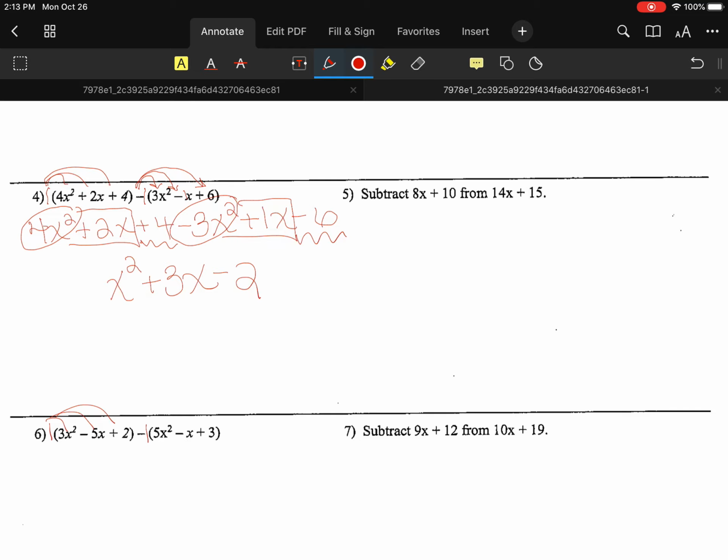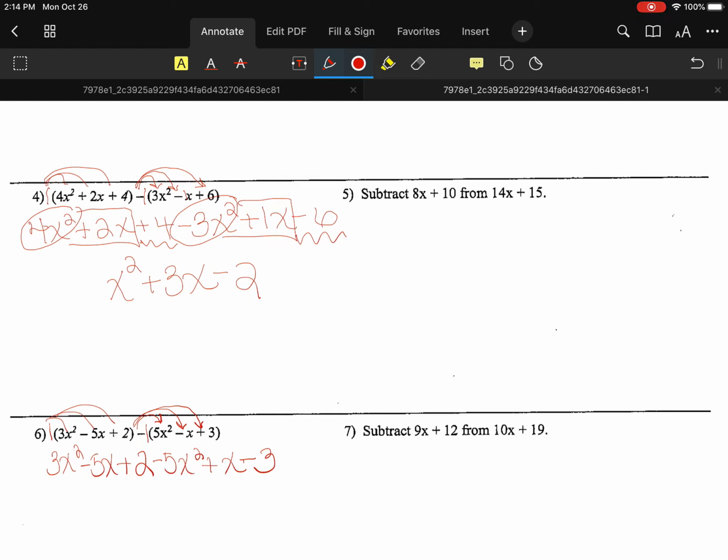So I'm going to multiply my first polynomial by 1. So I have 3x squared minus 5x plus 2. Nothing changes because I multiplied by a positive 1. In my second set, I'm multiplying by a negative. So my positive 5 now becomes a negative 5x squared. My negative x now becomes a positive x. And my positive 3 now becomes a negative 3. So again, that minus sign or negative 1 changes everyone to their opposite.